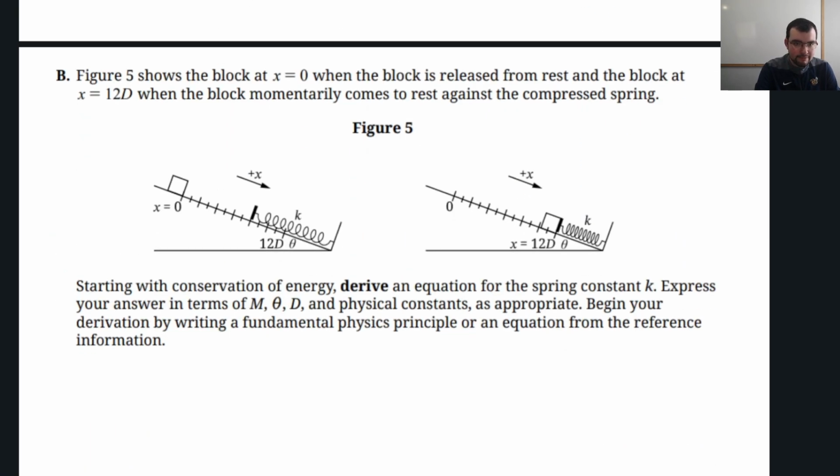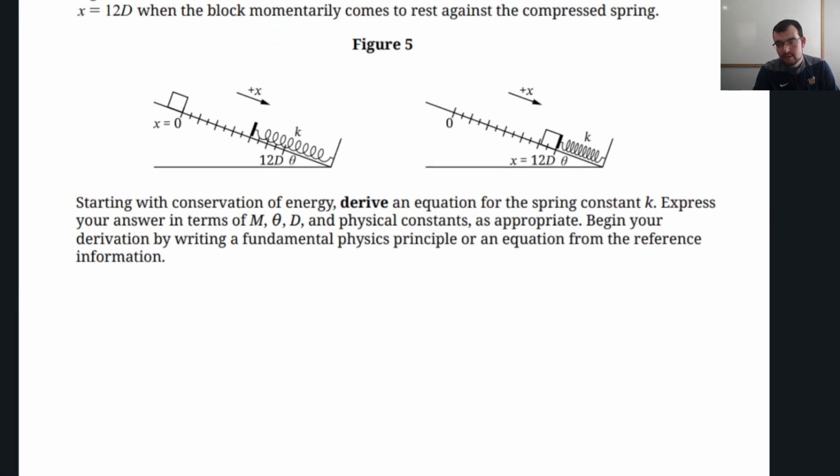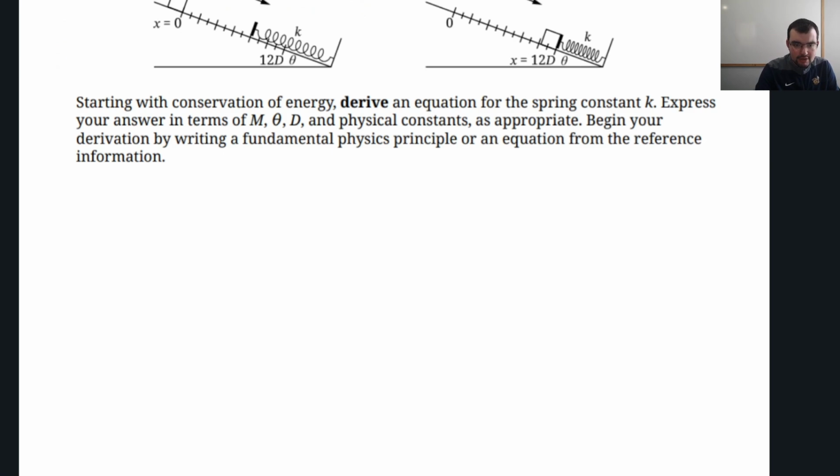So then we're looking at a final state when the block momentarily comes to rest, so it maximizes the spring compression. So it says starting with conservation of energy, so we better use conservation of energy, derive an equation for spring constant K. So by starting with conservation of energy, we can state it however we want. I am just going to state it like the energy sum has to be constant.